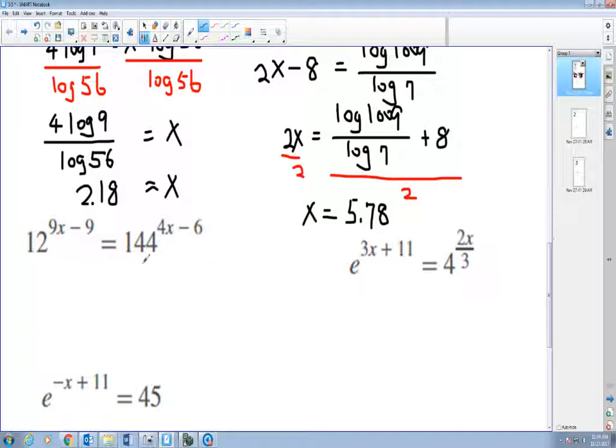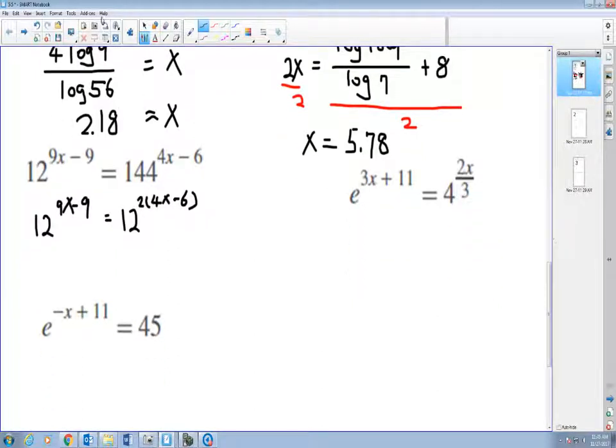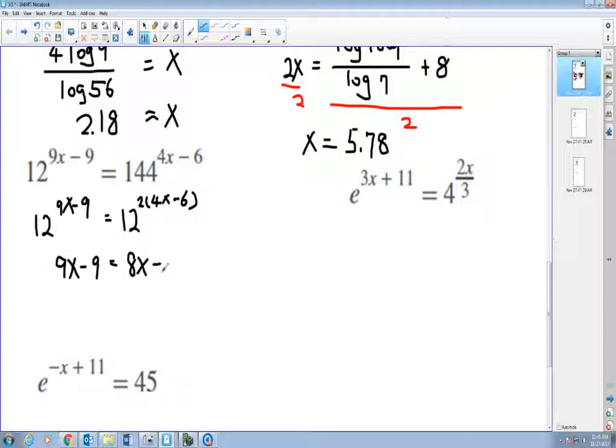Alright, this one, 144 can become a base 12. So if I can make the base the same, I'm going to make the base the same. So this is going to be 12 to the second power for 144, but I still need to multiply the 4x minus 6. Once the bases are the same and equal, I can set the exponents equal to each other. As I'm writing my exponents equal to each other, I'm going to do my distribution at the same time. So that's going to be 8x minus 12.